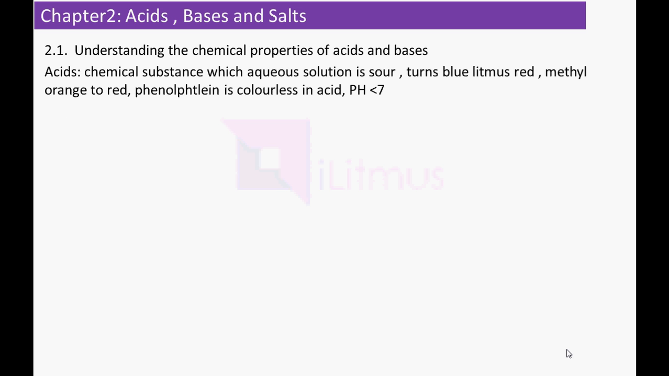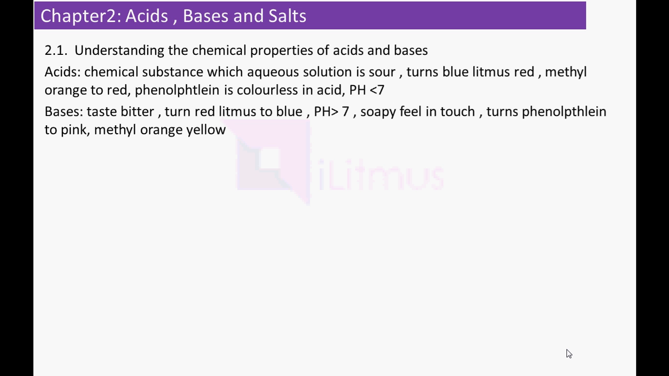and the pH of acids is always less than 7. What is a base? It tastes bitter and turns red litmus blue, so you can understand this difference. If litmus is converting from red to blue, it means it's a base, with pH greater than 7. It also has a soapy feel if you are touching a base, and it turns phenolphthalein to pink and methyl orange to yellow. These are very important. In most cases you will get some question on this.